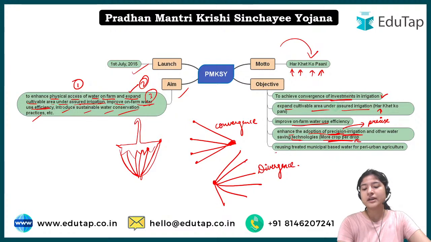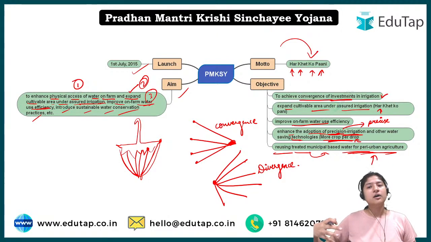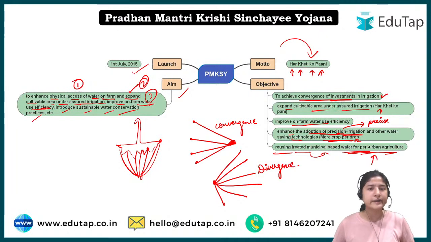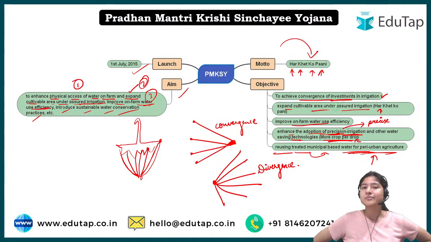Next is reusing treated municipal water for peri-urban agriculture. What is peri-urban agriculture? These are areas that do not belong to rural areas. They are somewhere on the outskirts of urban areas, but agriculture still prevails there. The general mindset is that in rural areas there is agriculture, and urban areas are more about industries and the more developed side of the country, right? But peri-urban areas are part of urban areas, and instead of land utilized for making buildings, agriculture is practiced there. So that is peri-urban agriculture. Okay, so what is the objective?